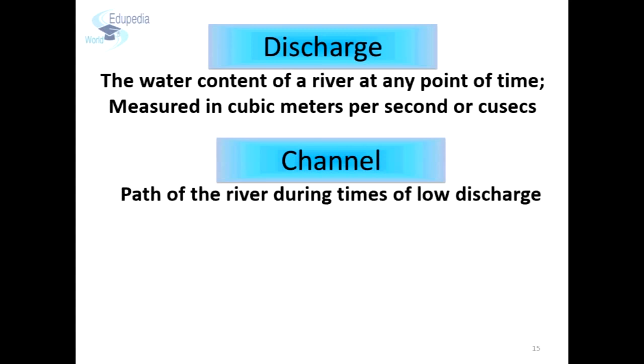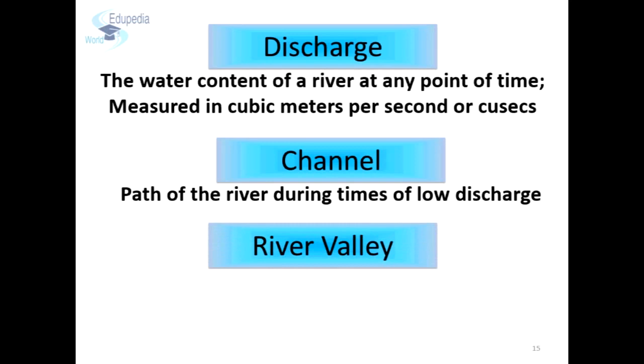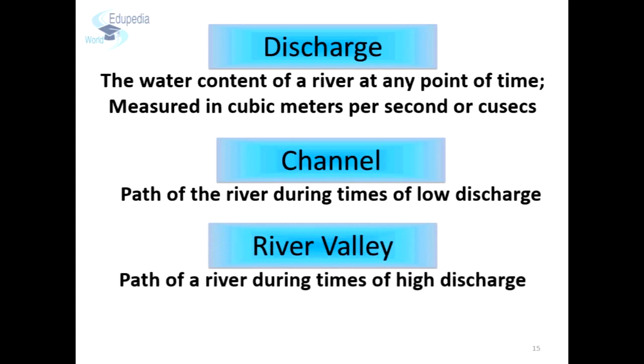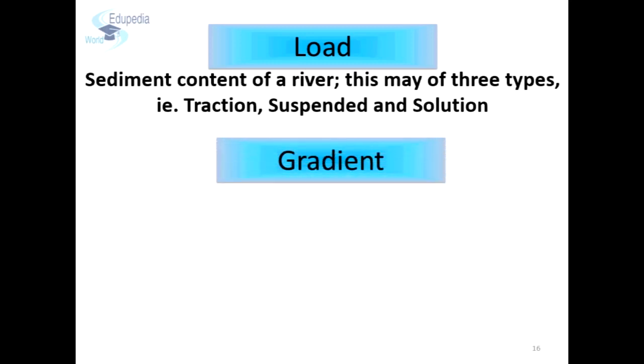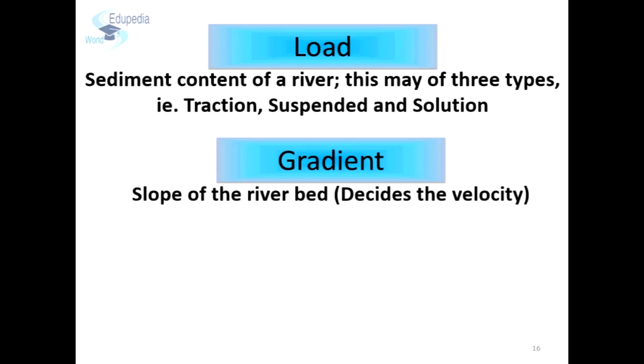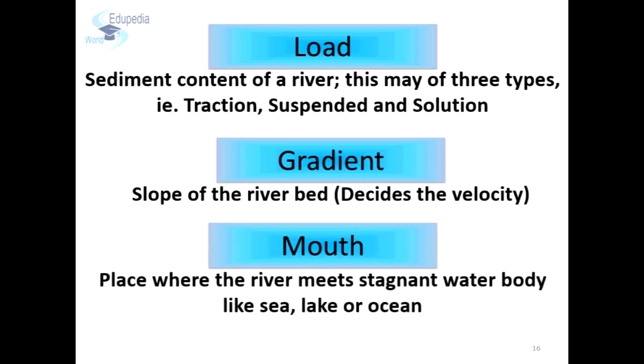Channel. Channel is the path of the river during times of low discharge. River valley. River valley is the path of river during times of high discharge. Load. Load is the sediment content of a river. This may be of three types: traction, suspension, and solution. Gradient. Gradient is the slope of the river bed. Gradient decides the velocity of river. Mouth. Mouth is the place where the river meets any stagnant water body, like sea, lake, or ocean.